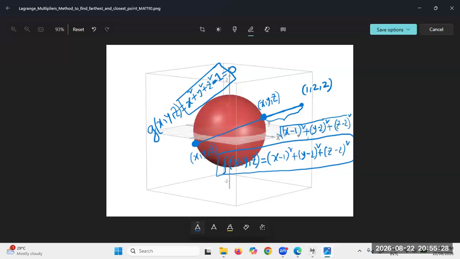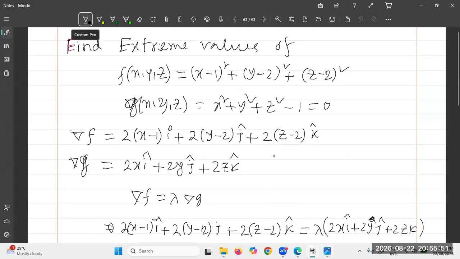But the main thing is we need to find the smallest distance and the biggest distance from this given point (1, 2, 2) on the sphere. So in this case, our restriction is we need to find the points from the sphere. So a sphere is our restriction. That's why this is our g of x, y, z function. Is it clear, sir?